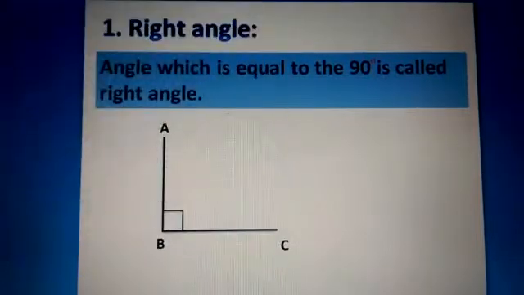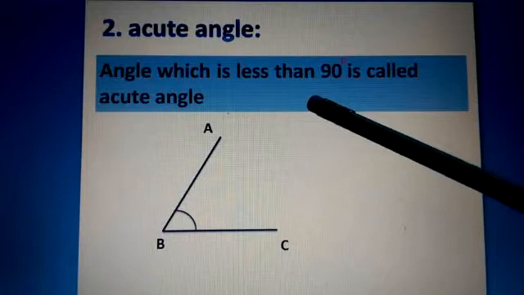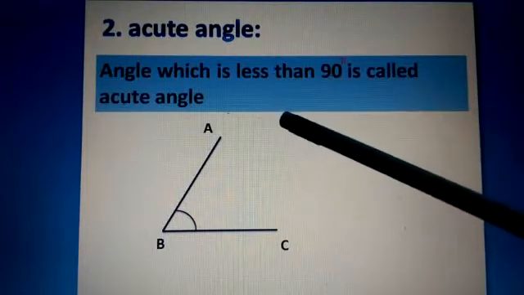Done class? Now our next question is, what is the meaning of acute angle? An angle which is less than 90 degrees is called an acute angle.